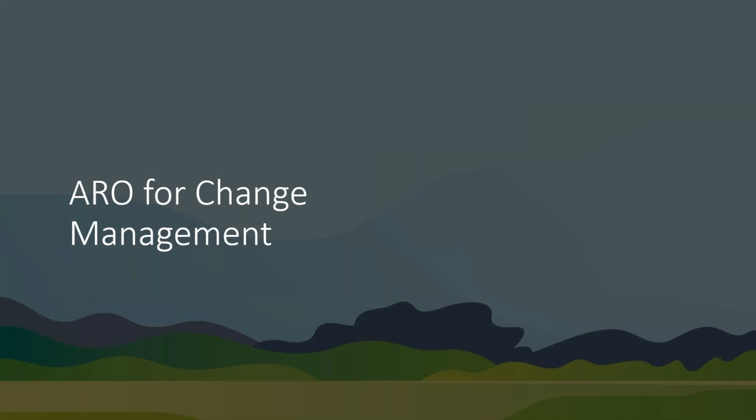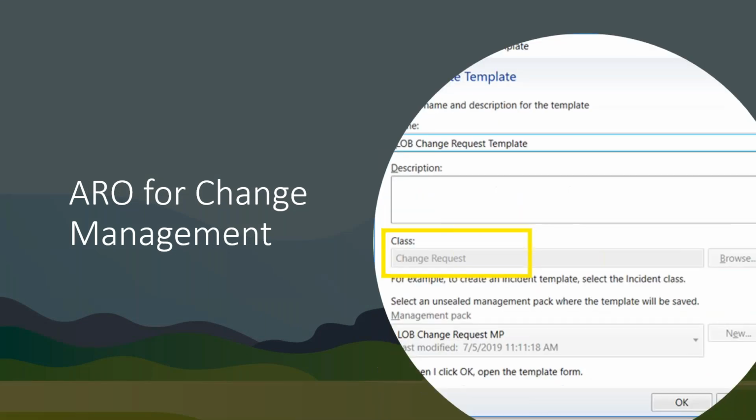As Seth mentioned, the AROs for change management. As you know, AROs have been out for quite some time. I think AROs originally came out in 2015, 2016. It's been a while, but when they first came out, they were only applicable to the incident and the service request classes. As Seth mentioned, out on the community, people really wanted AROs for change management. So as Seth mentioned, that's now available. So you can now leverage AROs on change management.